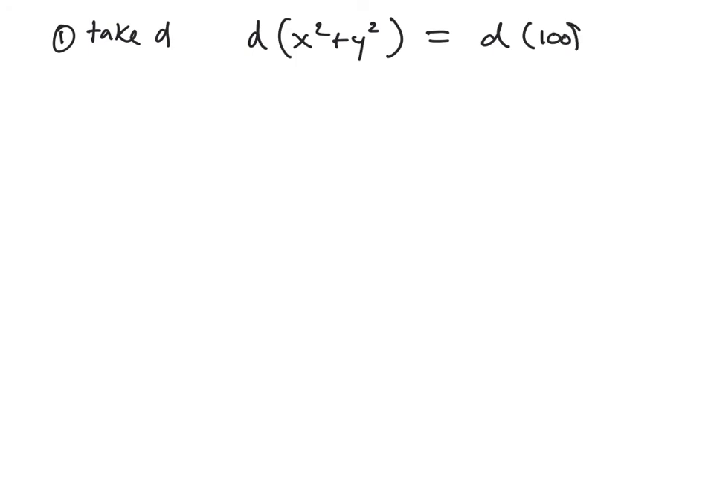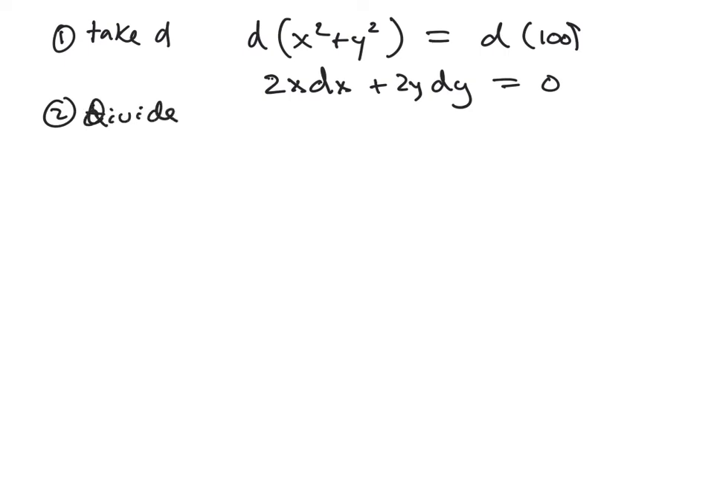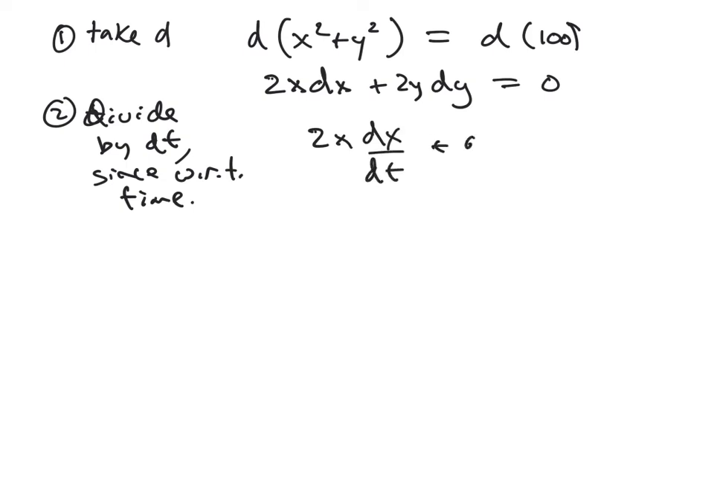Well, you've seen this before. This will be 2x, hidden chain rule, dx, plus 2y, hidden chain rule, dy, and the constant will be 0. Then we want to divide by dt, since it's with respect to time. So we'll take everything here and divide by dt. This comes out to 2x dx/dt plus 2y dy/dt equals 0.